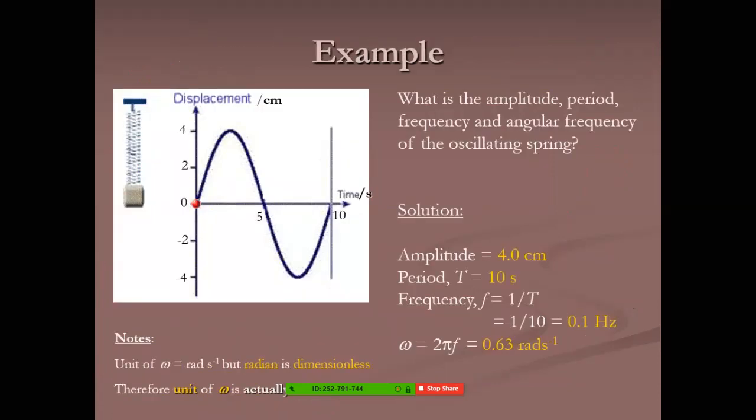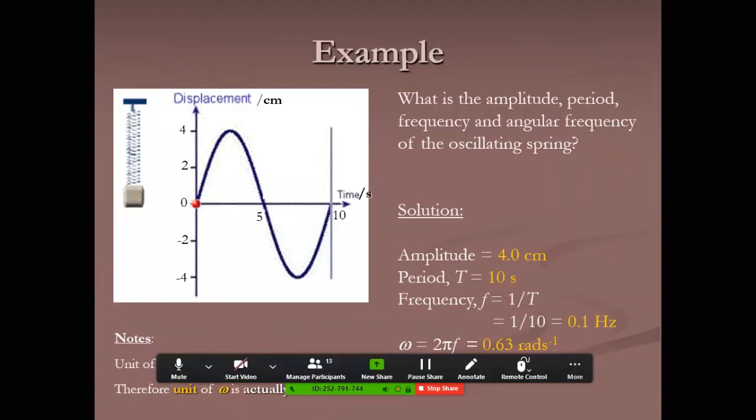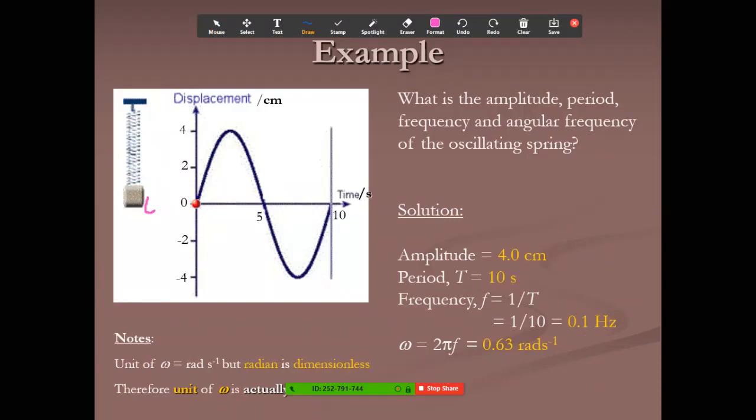So this diagram shows a spring oscillating up and down. The spring is at the center, and it traces the displacement graph like this. Can you tell me where time starts at 0? Time starts at 0 at this location. This is 0 displacement, stated here as 0. And the spring goes up to here, it achieves 4. So the graph traces a sine graph.